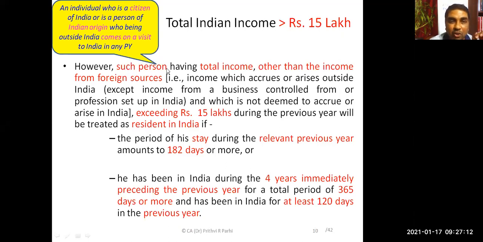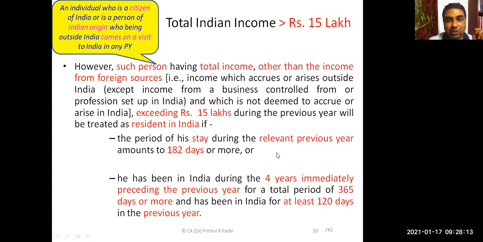Now let me read it. However, such person having total income other than the income from foreign sources, which means we will consider only his Indian income, exceeding 15 lakh rupees during the previous year. If it exceeds how much? 15 lakh rupees, he will be treated as resident. If, what is the if? The first condition is the same, 182 days. If he is there 182 days, then of course he is always a resident, even if it is not exceeding 15 lakh rupees. If his period of stay during the relevant previous year amounts to 182 days or more, or he has been in India during the 4 years immediately preceding the previous year for a total period of 365 days or more, and has been in India for at least 120 days.